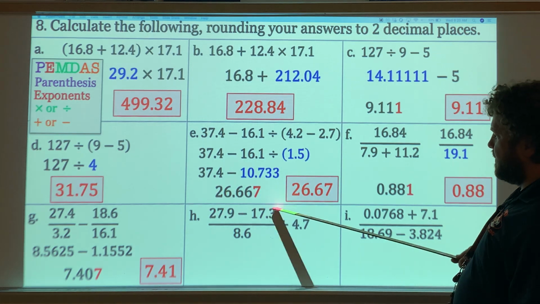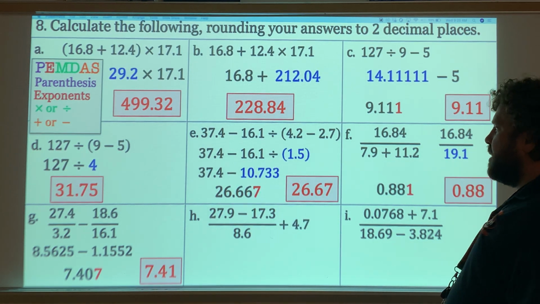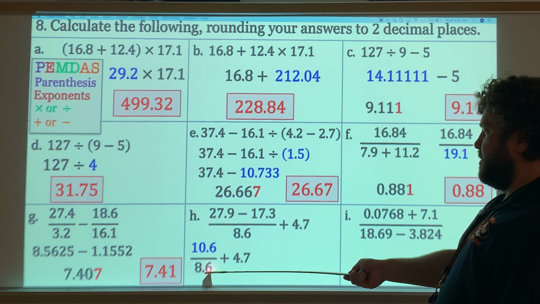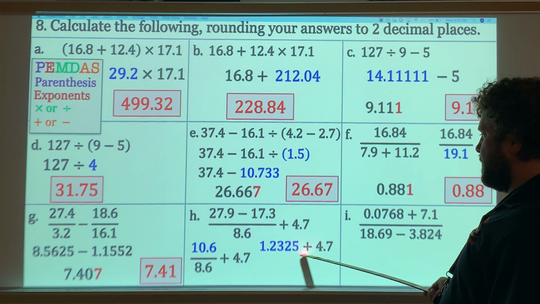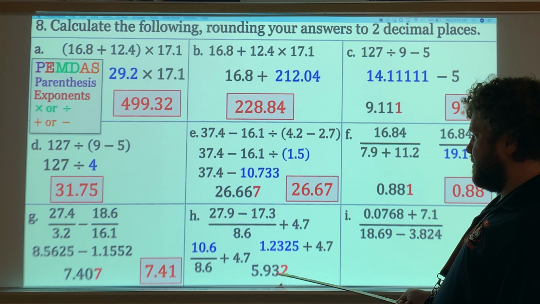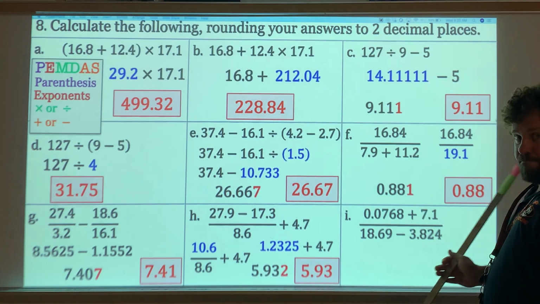Here, top of the fraction bar first, because this is kind of like parentheses up here. 10.6 divided by 8.6. Now you do your division. 1.2325. Now you do your addition. 5.932. 2 is less than 5. 5 and 93 hundredths.